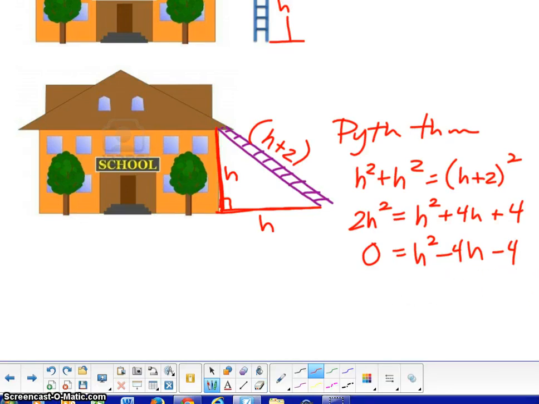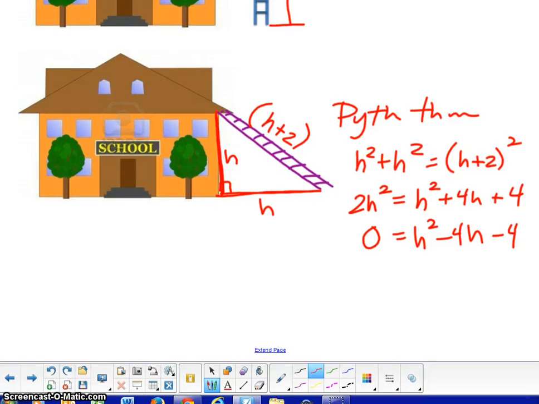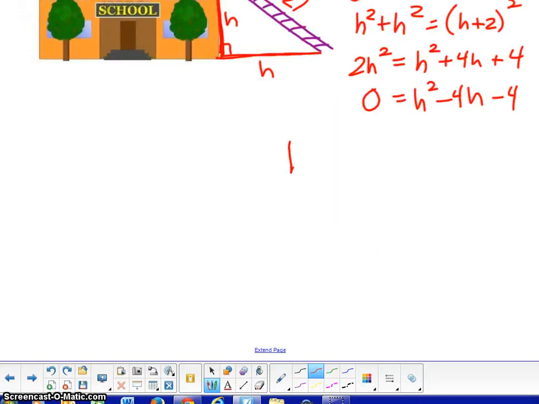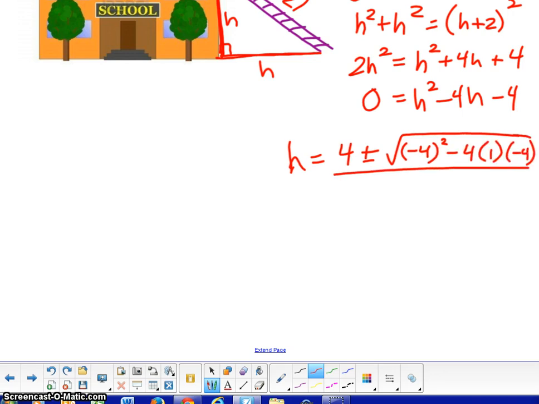But we can use the quadratic formula to help us out, and it looks something like this, where we have h equals opposite b plus or minus square root of b squared minus 4ac all over 2a. Okay, and where I'm getting those numbers are the leading coefficients in front. This is a 1, so a is going to be 1. This is negative 4, so b is negative 4. And c is the last term, which is negative 4 as well.